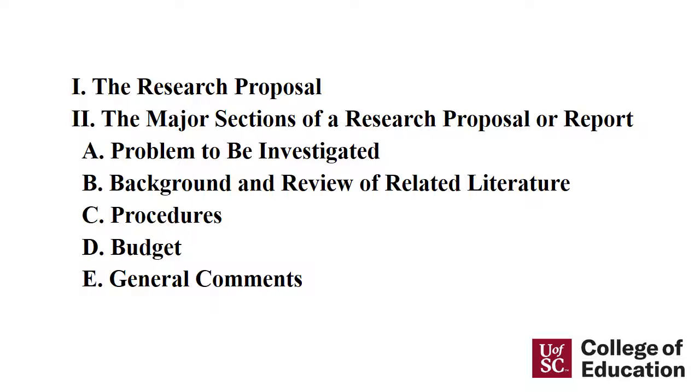A. Problem to be investigated. The section describing the problem to be investigated usually addresses 4 topics. The purpose of the study, including the researcher's assumptions. The justification for the study. The research question and/or hypotheses, including the variables to be investigated. The definition of terms. B. Background and review of related literature.